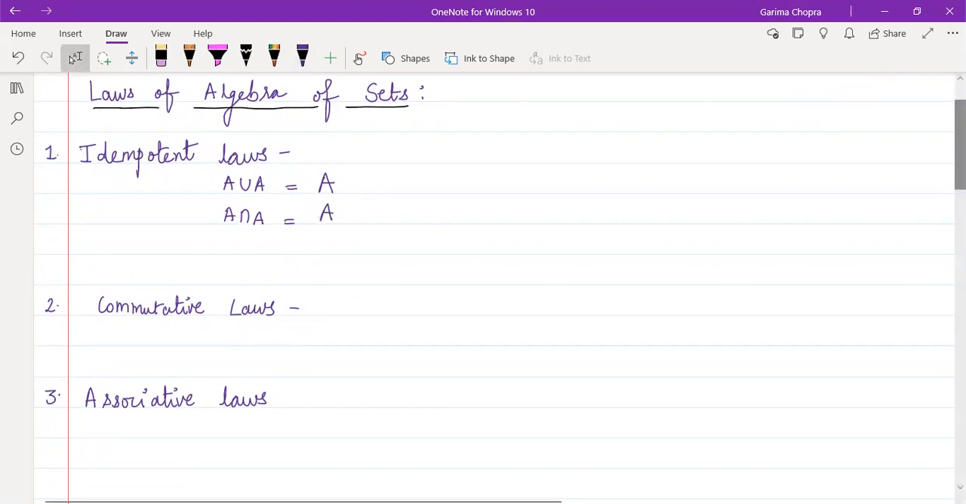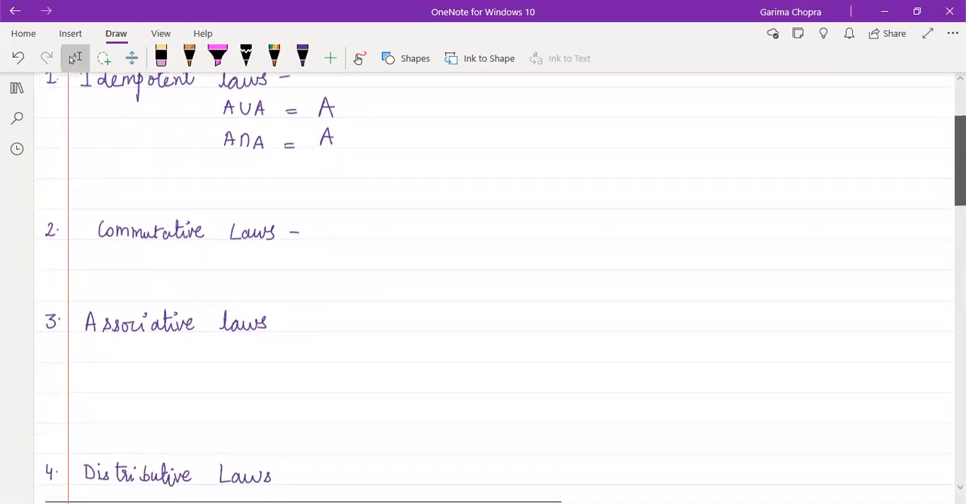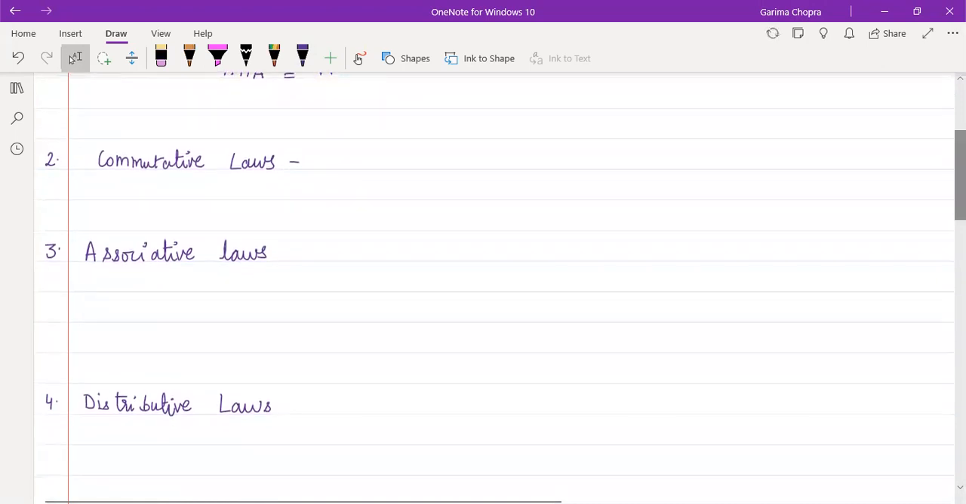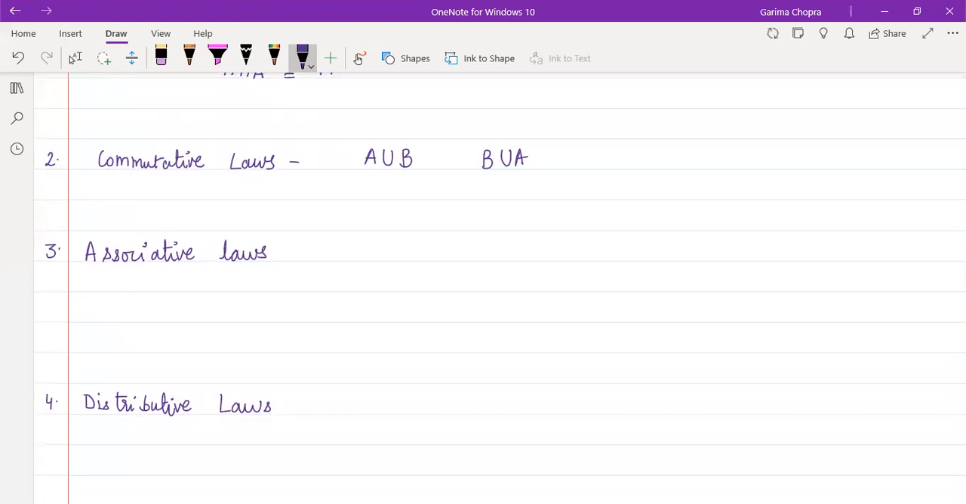After the idempotent law, the next law which we will be talking about in context of sets is the commutative law. In the commutative law, we need two sets. If we are considering two sets, say A and B, and the operation is union, then whether we find A union B or B union A, both will give us the same set. The order doesn't matter. And this commutative law is also applicable for intersection of sets.